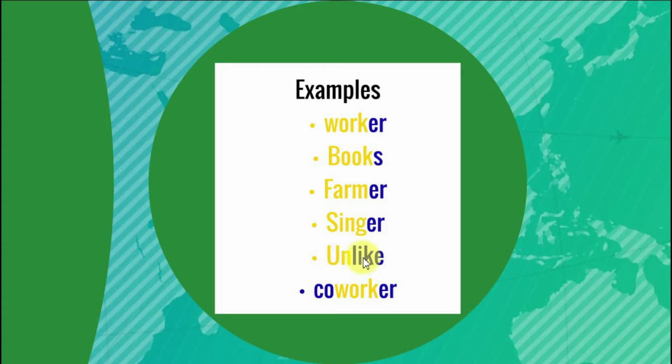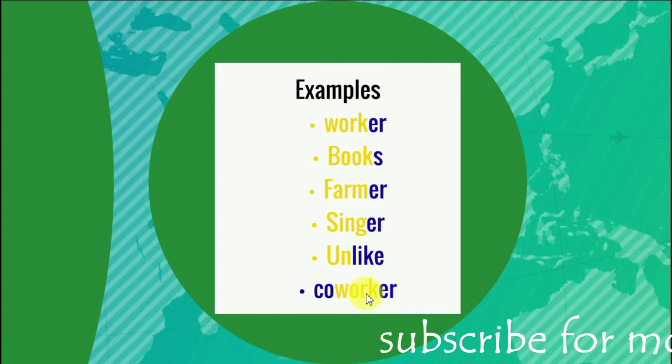Unlike means two morphemes: un and like, and like means to love or like something. The last one is co-worker, which has three morphemes: co, work, and er. The suffix is er, the prefix is co, and work is a base word. Sometimes they call it a basic word, or sometimes a root word.